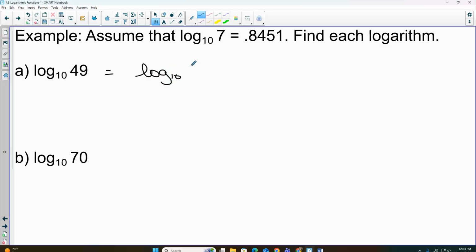You can either write it as 7 squared or 7 times 7. If I write it as 7 squared, what do I do? Using my properties. Move the 2. If you wrote it as 7 times 7, you would just have log base 10 of 7 plus log base 10 of 7. So now, I can replace log base 10 of 7 with its decimal equivalent. So that's 2 times 0.8451. And what does that give me?